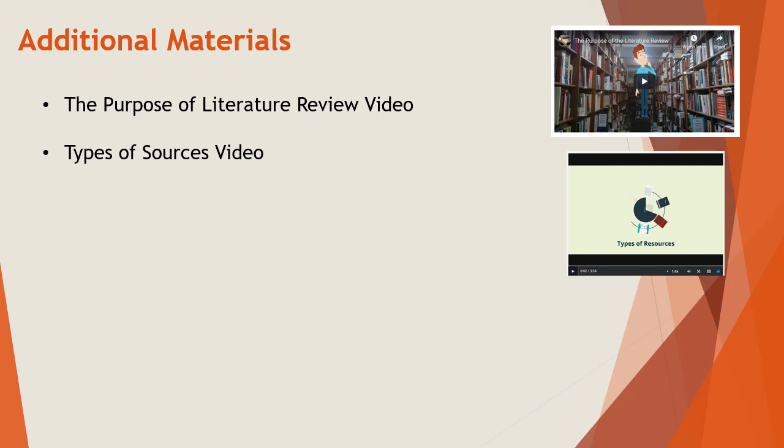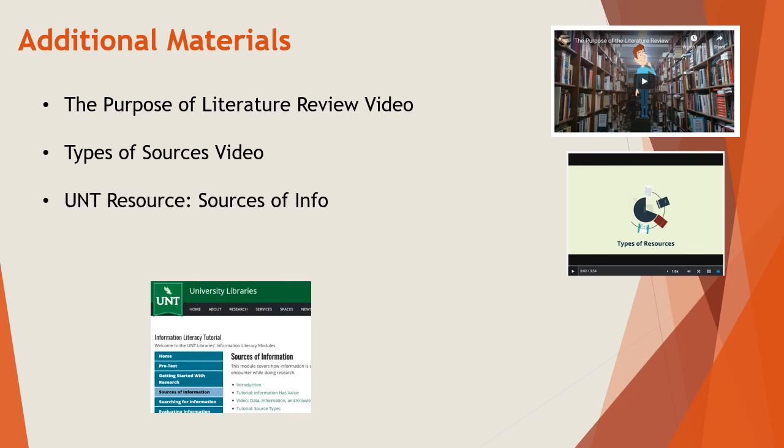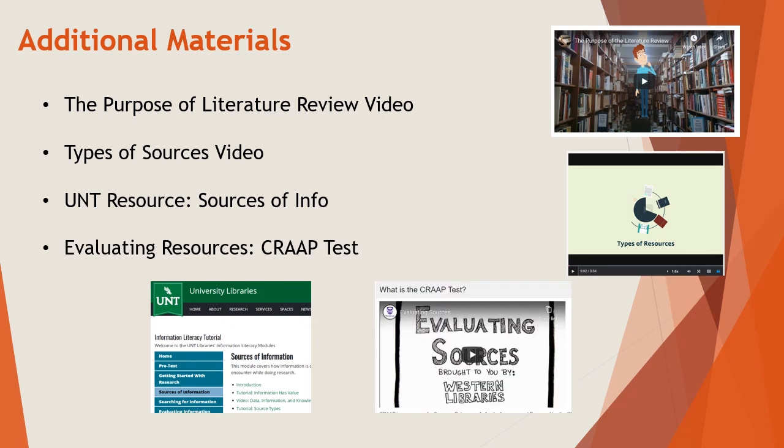Then there's another short video on the types of sources and how you find the right source for the question or the information you're seeking. There's a link to the UNT library that shows all the sources of information that are provided for you as a student at the university. And then there's a real short 2-minute video about evaluating your resources. CRAAP stands for currency, relevance, authority, accuracy, and purpose. So you can evaluate your sources. It's a really simple acronym to learn and a way to really, again, evaluate your sources, and it can be very helpful in this process.